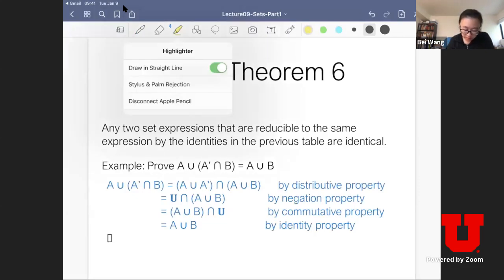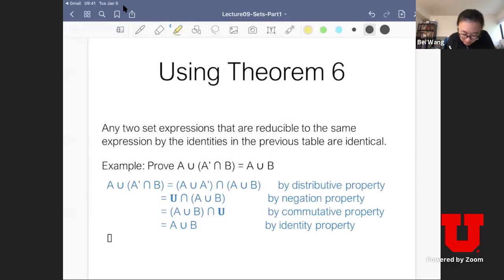If I see this property where the starting point is A union A complement intersect B, this looks very much like De Morgan's law. Not De Morgan's law, distributive property. So that's exactly what you do. The first step you apply is distributive property. You distribute the operation. So A union A complement intersect B is taking A union A complement and intersect A union B.